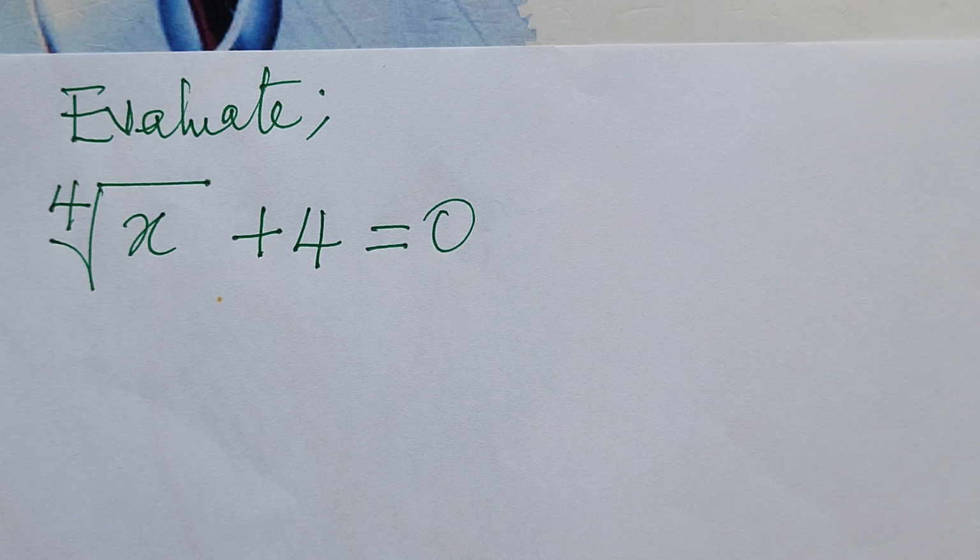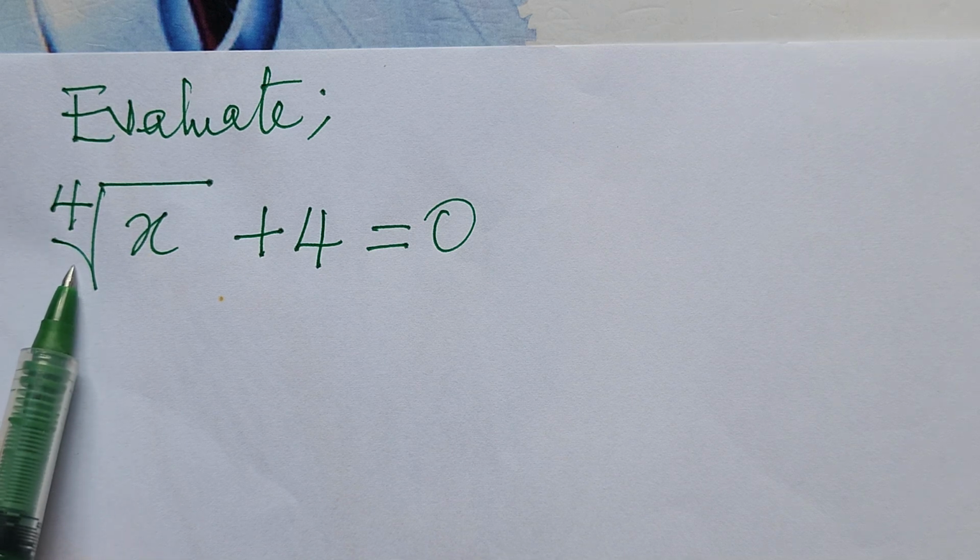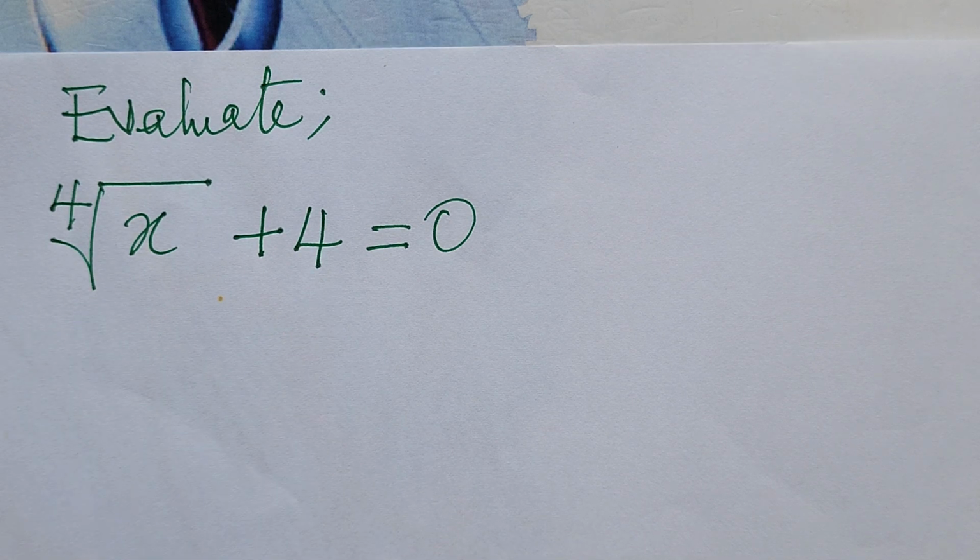We have a very simple question before us here. How do we solve for the value of x such that when we take the fourth root of it and add 4, it will give us 0?